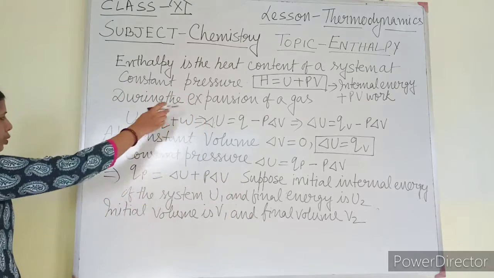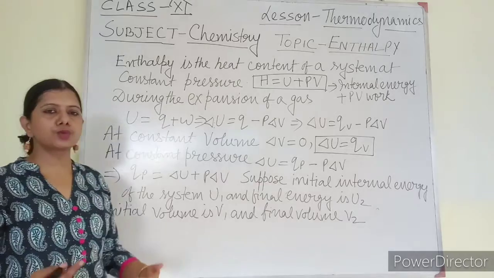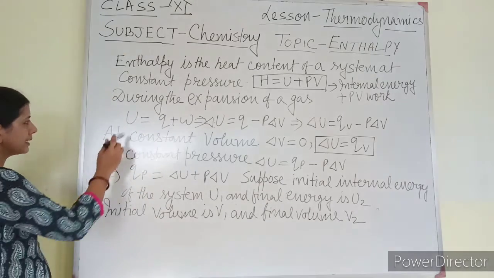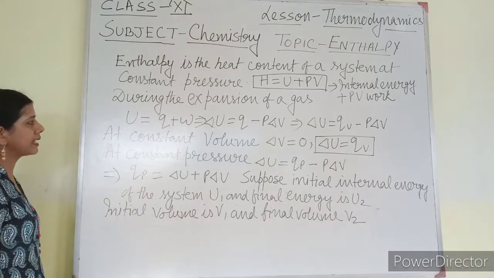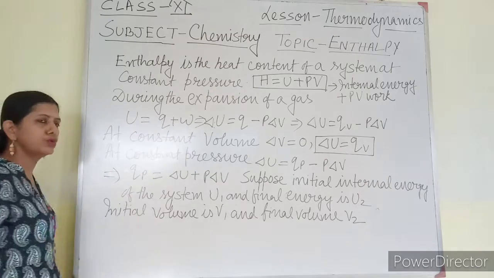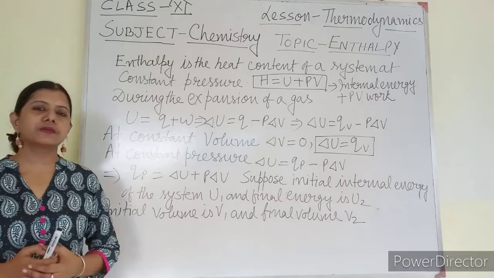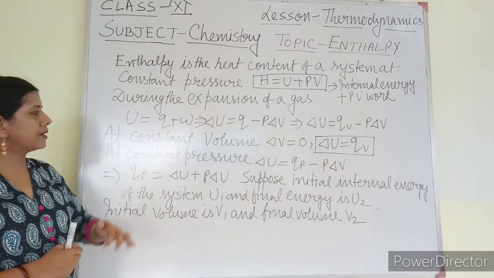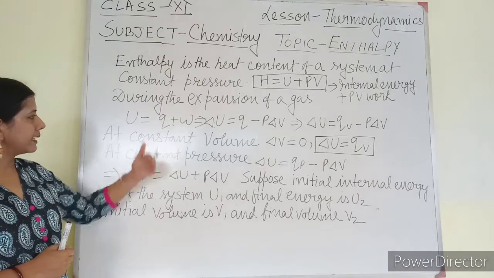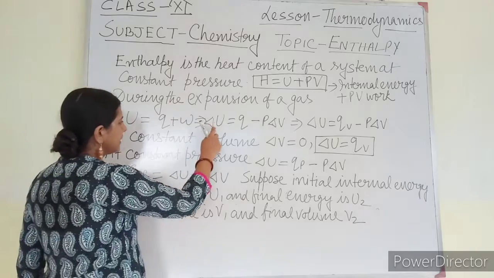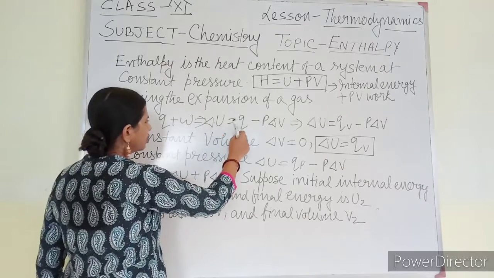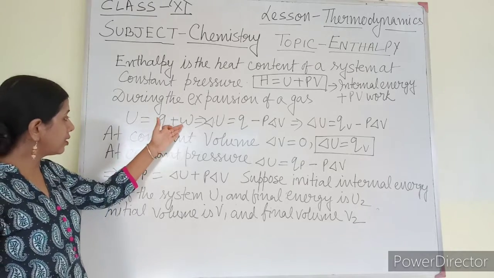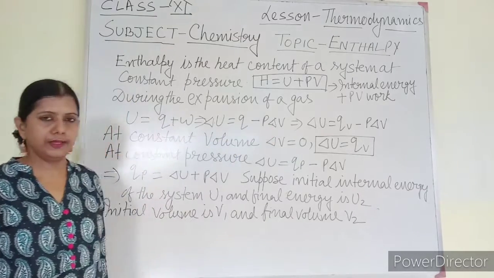Now, during the expansion of a gas, I have shown you how expansion is occurring. During the expansion of a gas, the internal energy of a system can be written as Q plus W. You know it from earlier. In my previous video, I told you how to write internal energy. It is heat content and work done. Now, during expansion, change in internal energy equals Q minus P delta V. Now, instead of W, I have written P delta V.